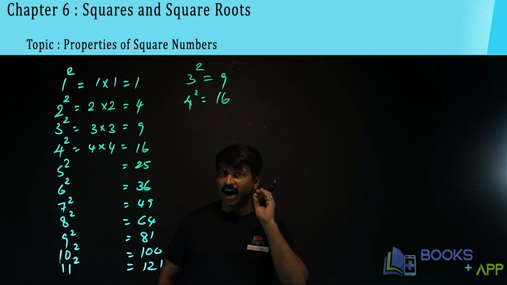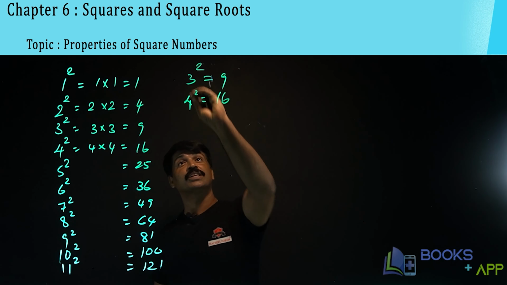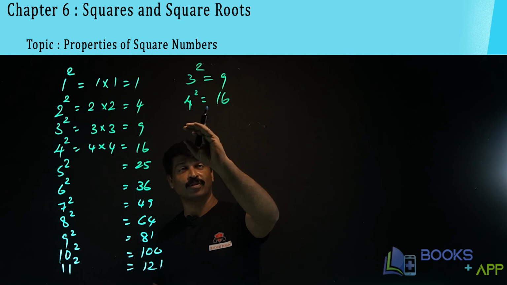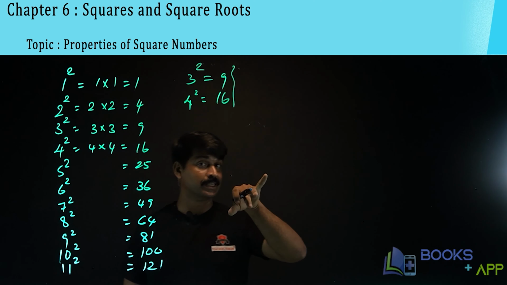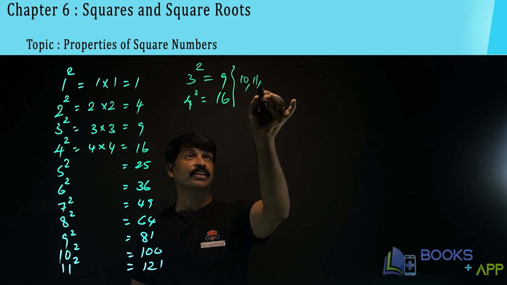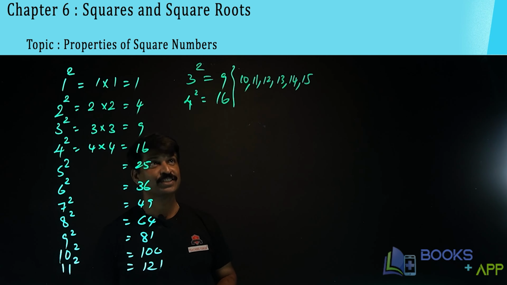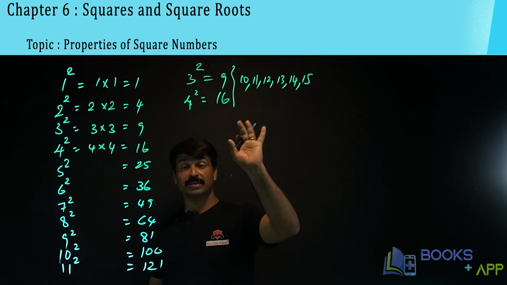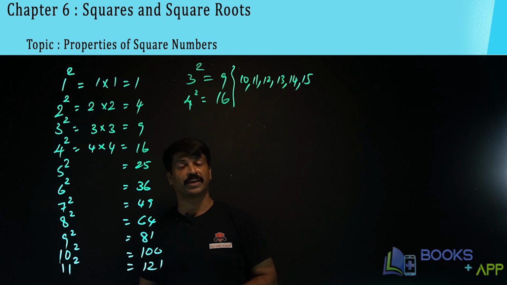Can you tell me how many non-perfect squares exist between 3 square and 4 square? 3 square is 9, 4 square is 16. So, how many non-perfect squares are there in between 9 and 16? 10, 11, 12, 13, 14, 15. So, these numbers are non-perfect squares. They are not perfect squares. So, how many are there? 1, 2, 3, 4, 5, 6 are there.